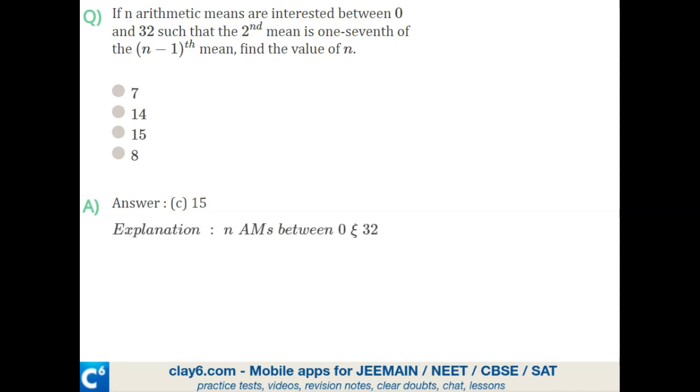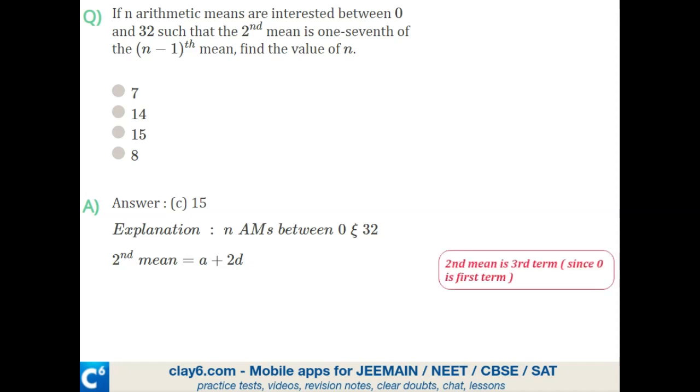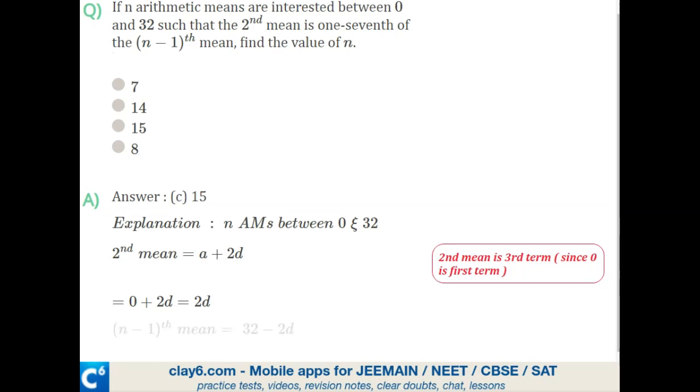So we have n arithmetic means between 0 and 32. The second mean, which is going to be the third term, is basically a plus (n minus 1)d, right? So that is a plus 2d. We are interested in the second mean and the n minus 1 mean because they have a relationship. So a is 0 because that's the first term, and hence the second mean is 0 plus 2d, which is 2d.